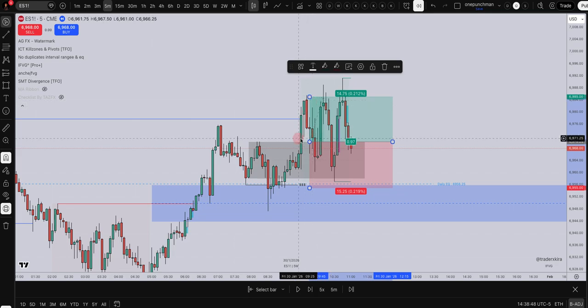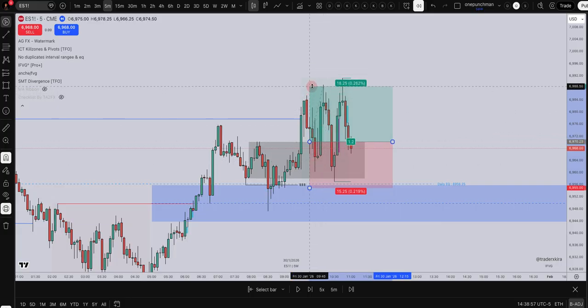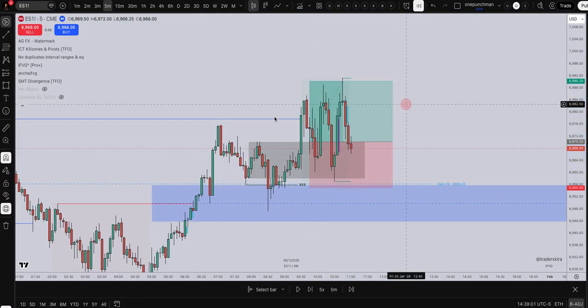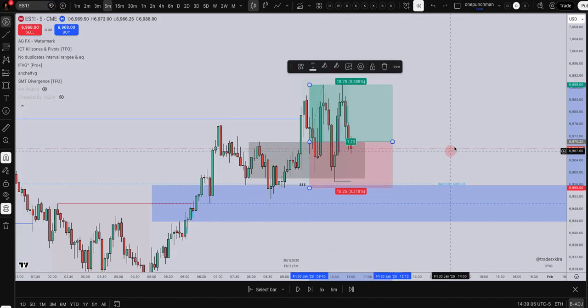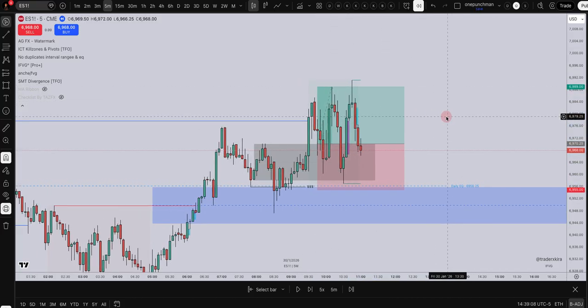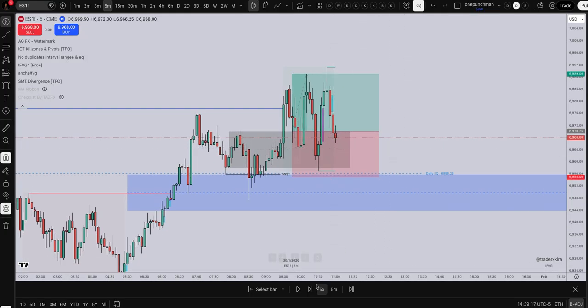So, this entry starts right here at 9:45, right? Then you get some drawdown. Price goes up almost 20 points, right? We're at 1.2 R, 1.23 R. And then it goes all the way down. And it goes all the way back up. And it goes all the way back down. And then after a while, stop loss.